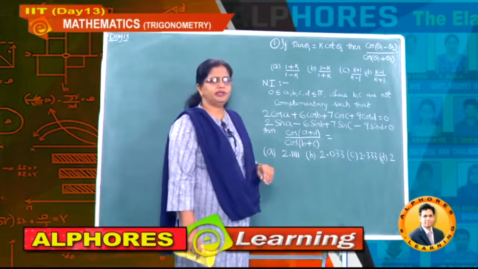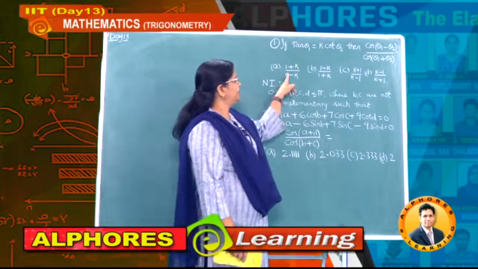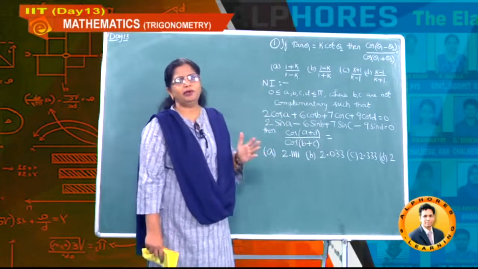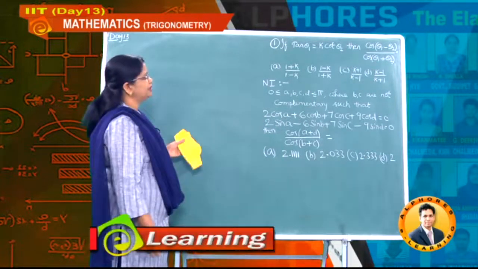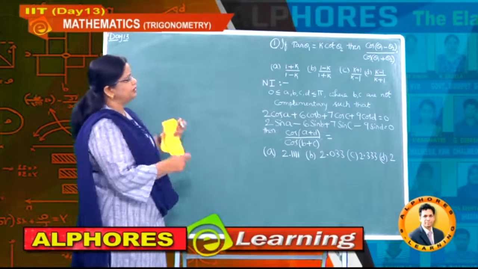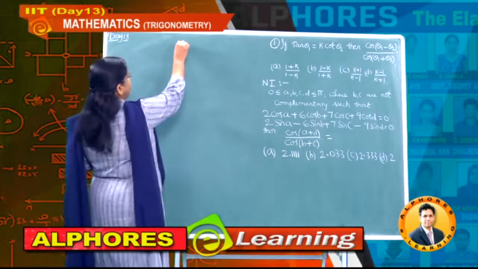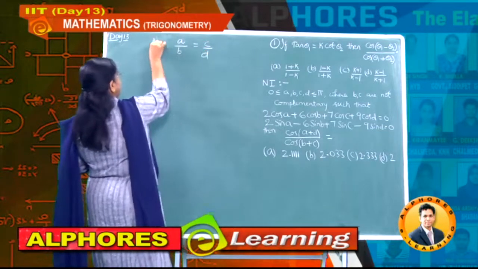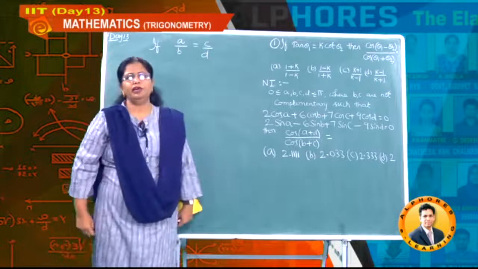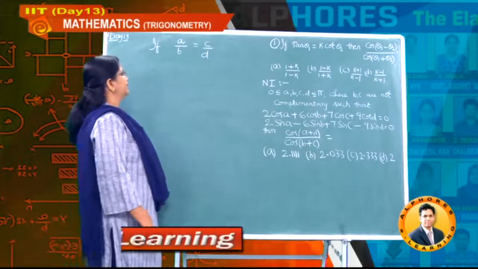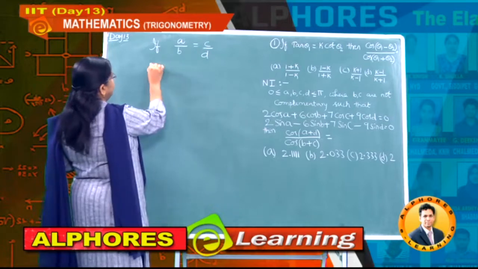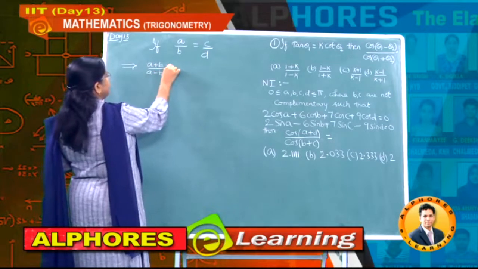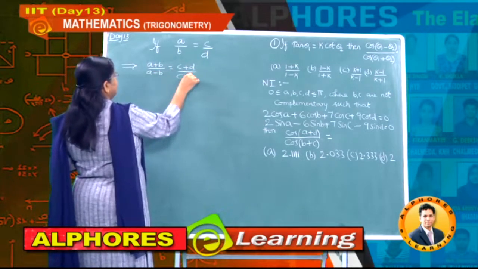Then how do we solve these model problems? Whenever you observe options like this, there is a procedure known as componendo and dividendo. So what is componendo and dividendo? Suppose a by b equal to c by d, understand? Suppose this is given, that is a by b equal to c by d. Then we write this as a plus b divided by a minus b, same as c plus d divided by c minus d.